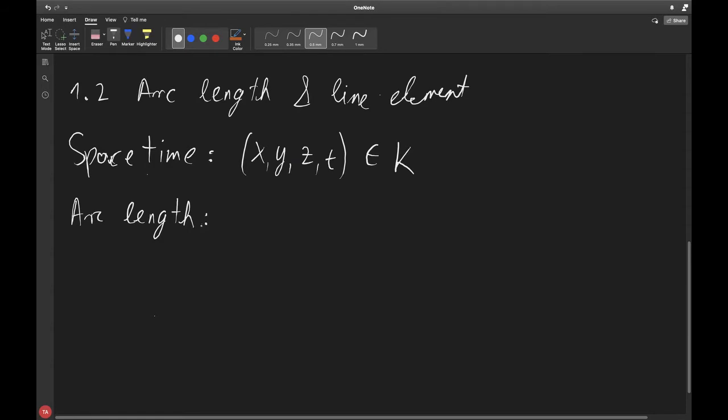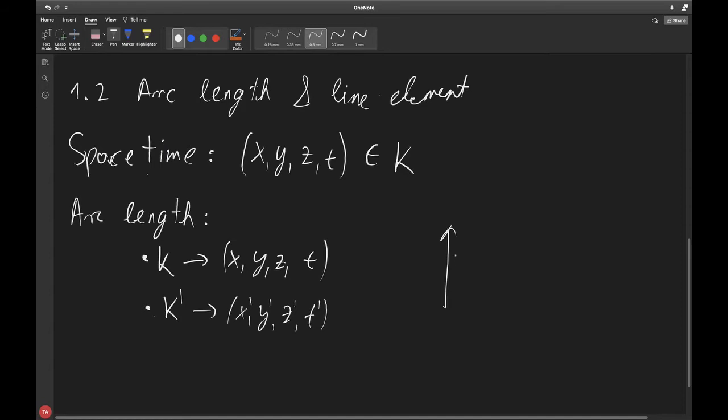So let's just say that we have two frames. We have the frame K, in which we have the coordinates x, y, z, and t. And we have another frame called K prime, in which we have the coordinates x prime, y prime, z prime, and t prime. So that means that I'm going to make the two-dimensional example. I have x prime here and t prime here.